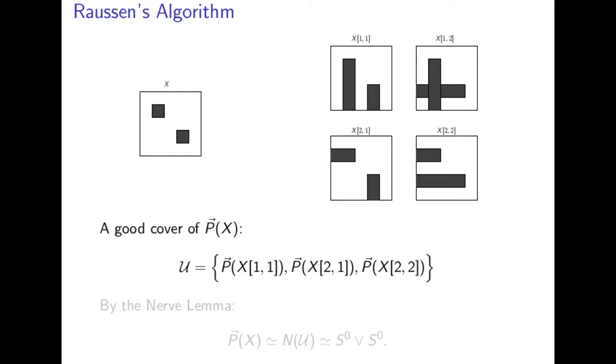For example, you take this cover, which consists of this, this, and this. You apply the nerve lemma here. You see that the intersection of any two of these is empty. So what you get is the nerve of this cover, which is just a wedge of zero-dimensional spheres. Okay, and this works for any dimension as long as you have boxes. You project them correctly. I won't go into the technical detail because there is some clever bookkeeping here. But in any case, you can compute at least theoretically the homotopy type.